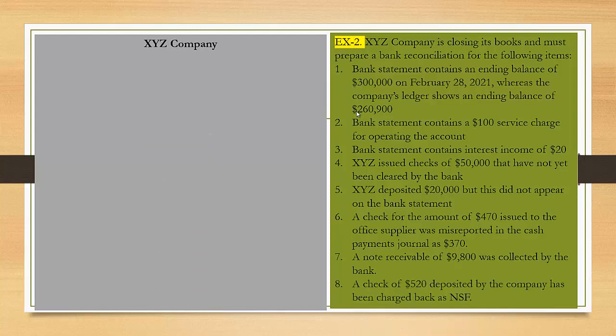So the next is about the check of $520 deposited by the company that has been charged back as NSF. NSF stands for not sufficient funds. The check which was deposited by the company is not honored because the person who had given this check did not have enough balance in his account. So this amount needs to be subtracted. So let's have a look.